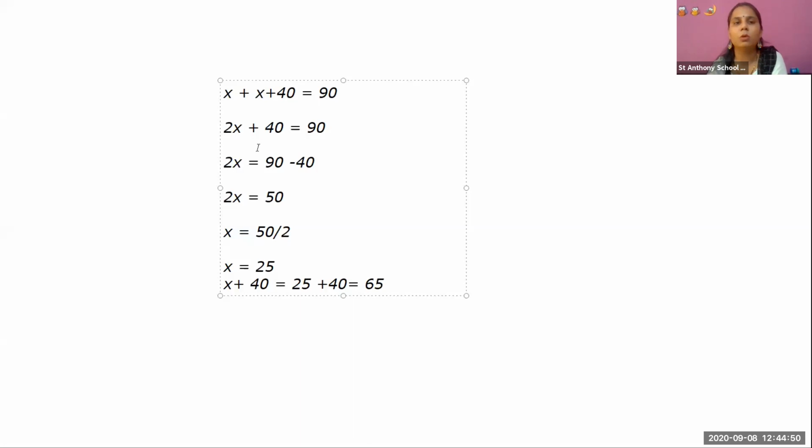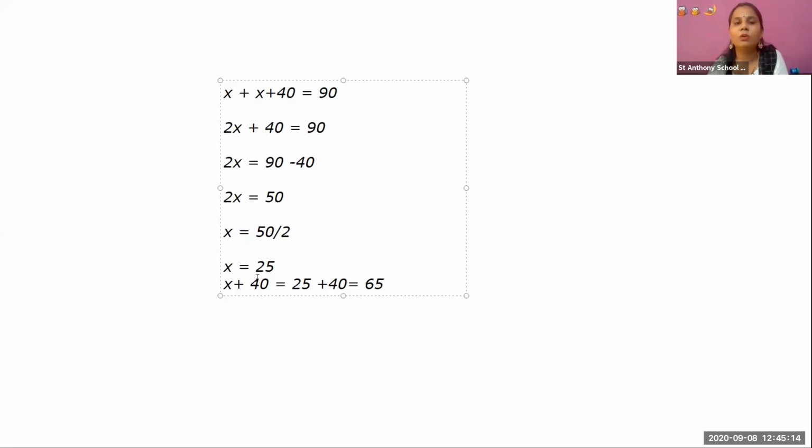Look, whenever we shift this term, plus 40, to this side, it becomes minus 40. If there was a minus 40 here and we shifted it to this side, our answer would be plus 40. Okay? Then 90 minus 40 is equal to 50. x is equal to, when we shift this multiplying 2 to this side, it becomes divided. So 50 divided by 2. So the answer is 25.